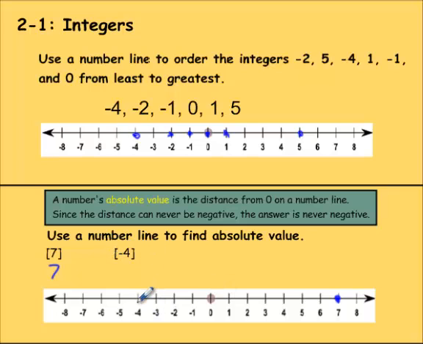Here we have negative 4. So let's plot that at negative 4. Remember, absolute value is asking me how far is that from 0? 1, 2, 3, 4. It is 4 spots away from 0. So we see that the absolute value of a negative number is going to be a positive number. And then a positive stays positive.